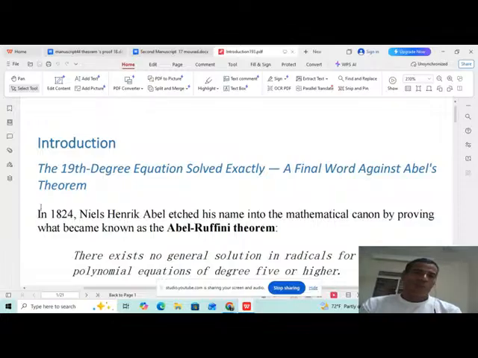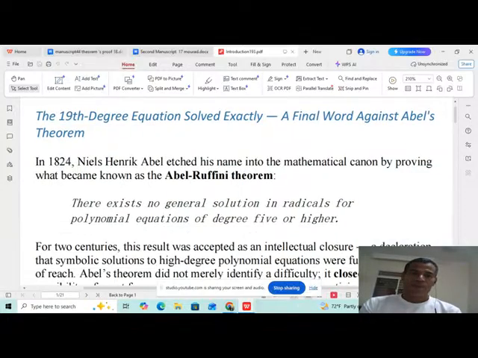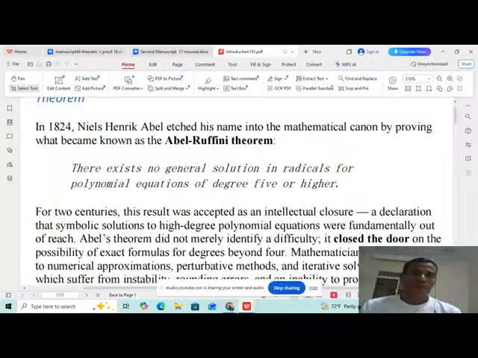In 1824, Niels Henrik Abel etched his name into the mathematical canon by proving what became known as the Abel-Ruffini theorem. Let's see what this theorem states. It states that there exists no general solution in radicals for polynomial equations of degree 5 or higher. For two centuries, the result was accepted as an intellectual closure, a declaration that symbolic solutions to high-degree polynomial equations were fundamentally out of reach.